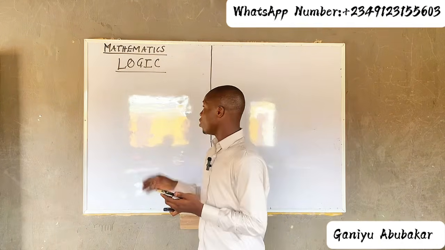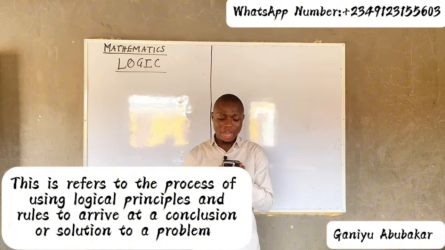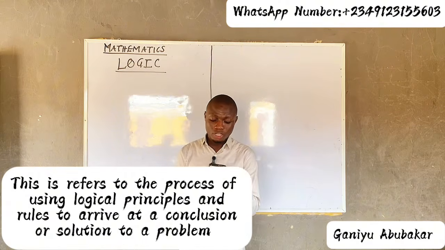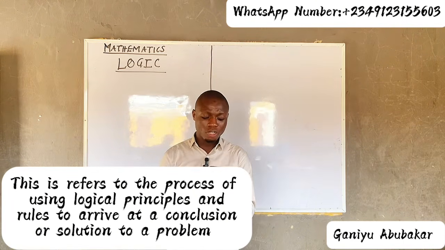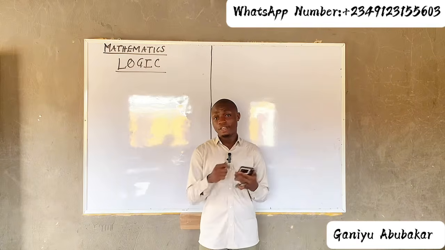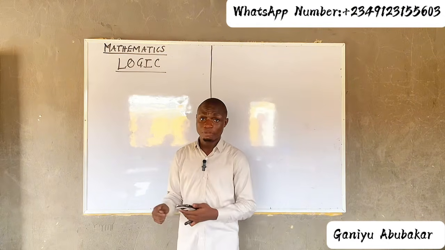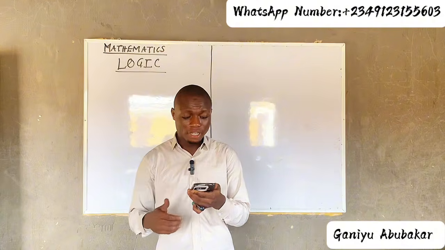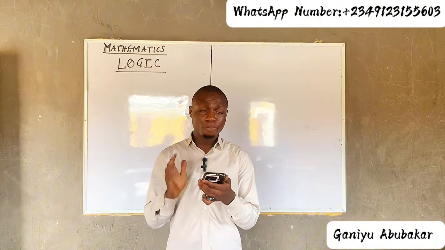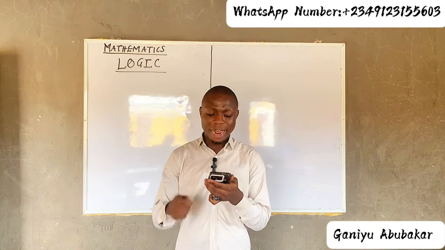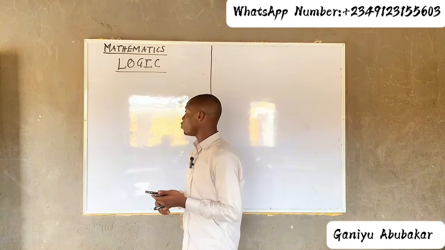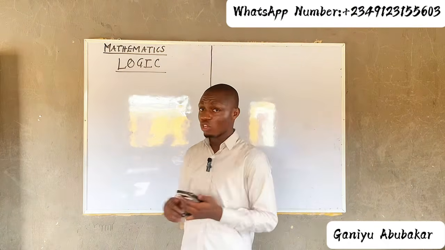By definition, logical reasoning is the process of using logical principles and rules to arrive at a conclusion or solution for a problem. That's logic, or logical reasoning, by definition. So that's your definition of logical reasoning.